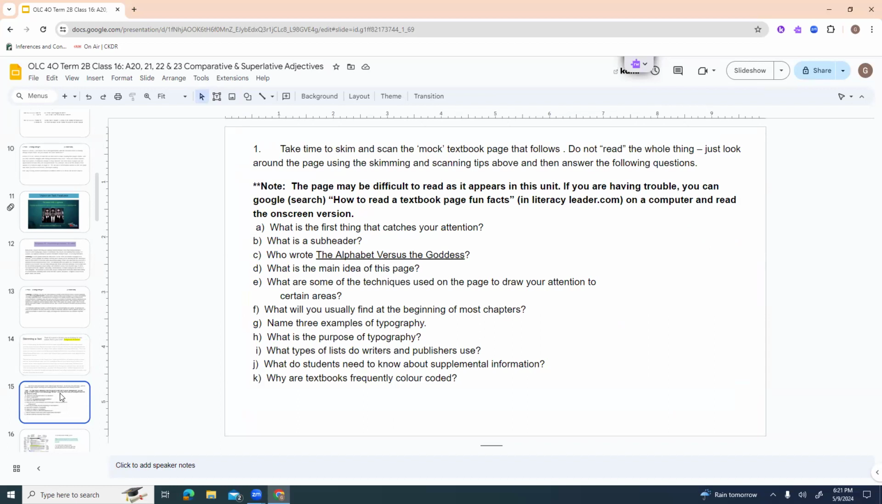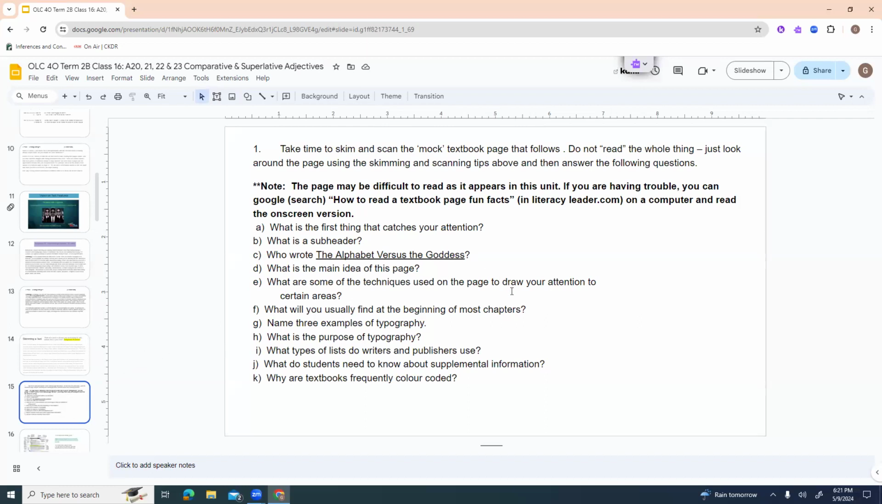So in your unit, there is a mock textbook page that follows. You do not want to sit down and read the whole thing. I mean, you can if you want to, but if you look around the page, there's all sorts of little informational texts that explain things above. And here are the questions they're going to answer.